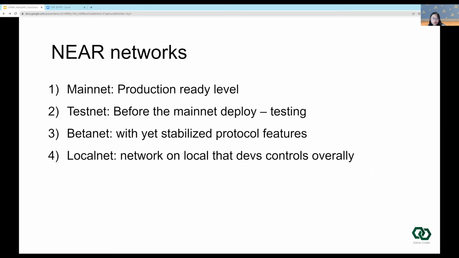To build on NEAR, you should know about what networks NEAR provides. These networks each operate their own independent validators and unique state. Mainnet is used for production-ready smart contracts and live token transfers. Testnet is a public network and the final testing network for NEAR core changes before deployment to the mainnet.